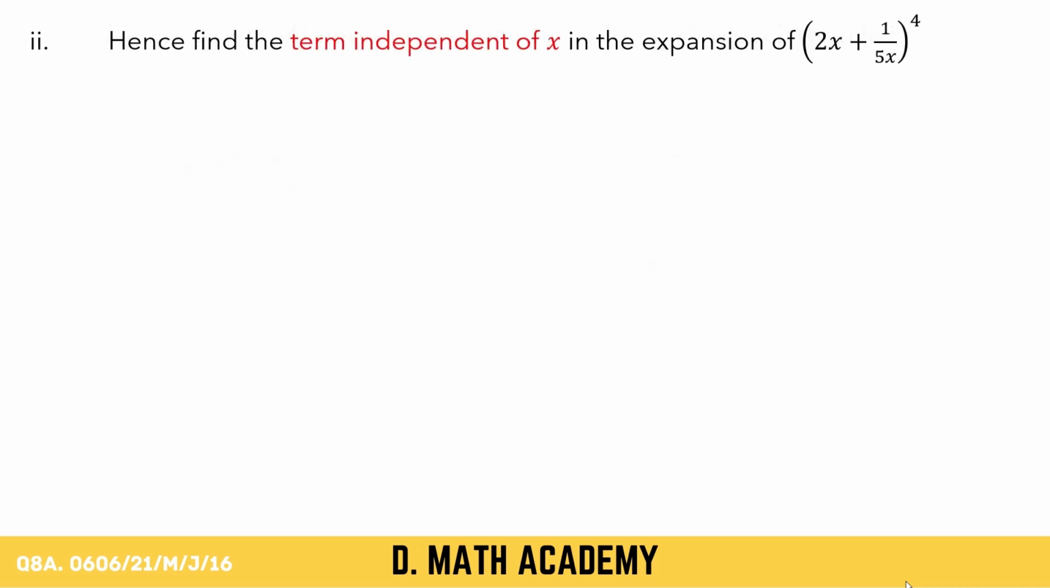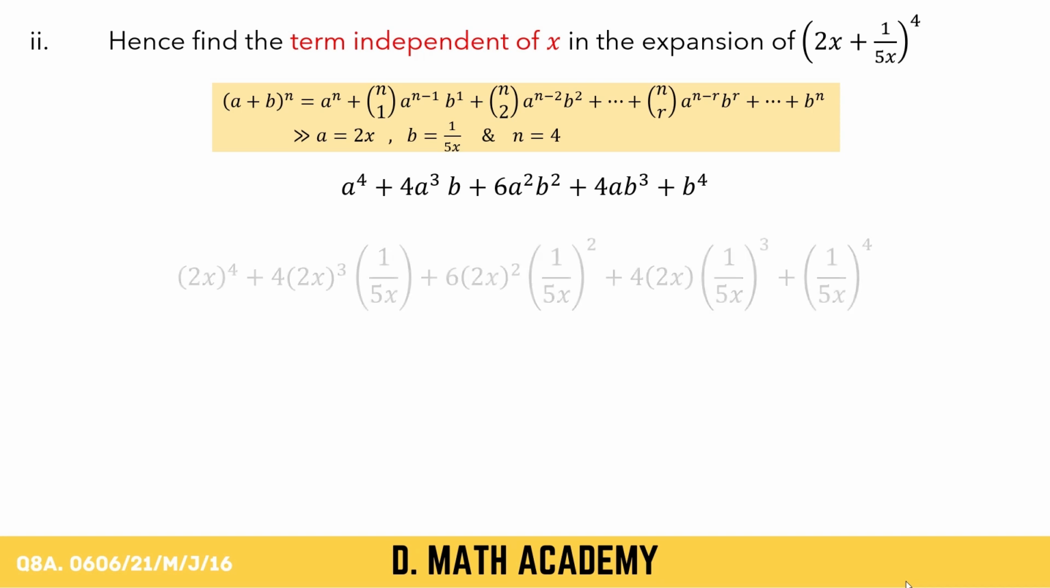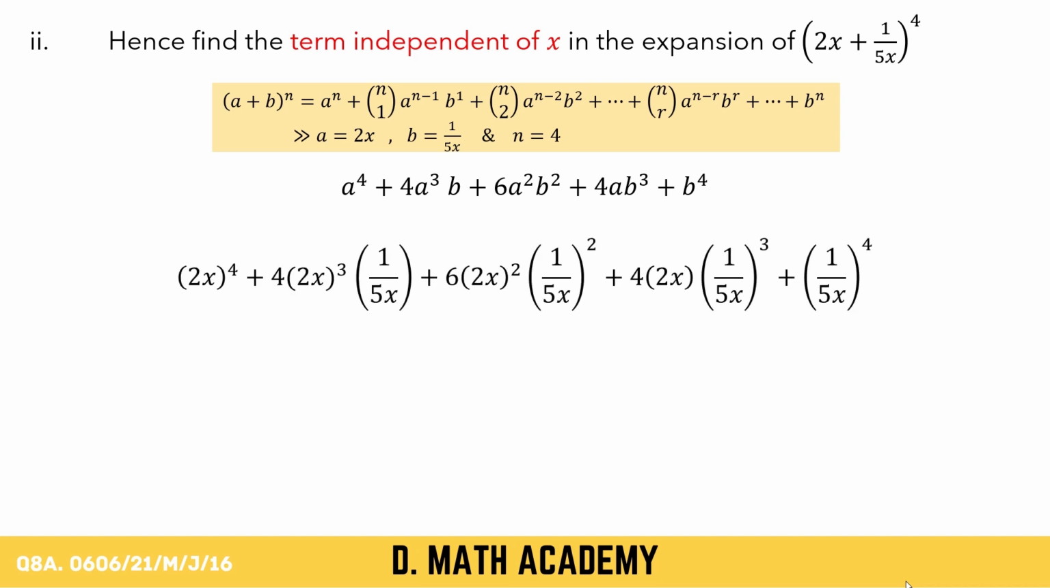Moving on to question 2, find the term independent of x in the expansion of (2x + 1/(5x))^4. Let's expand it accordingly. So the thing to take note of is that we can actually utilize what we have gotten earlier. Just substitute a, b, and n's values into the formula we got earlier. So a, we now treat it as 2x, to the power 4.